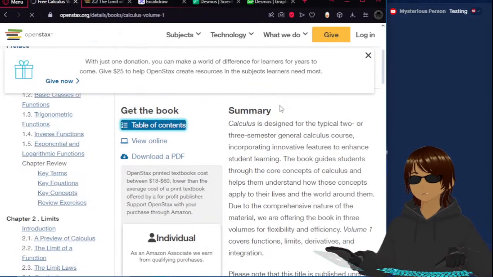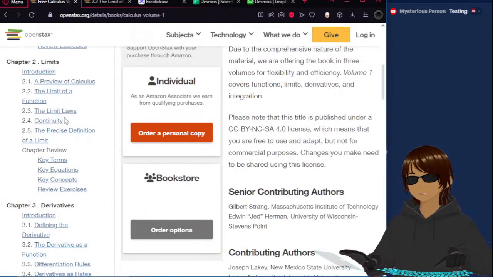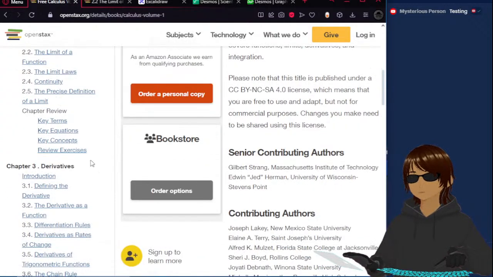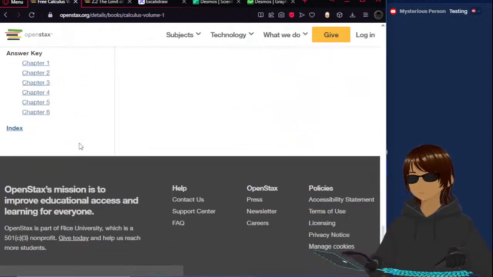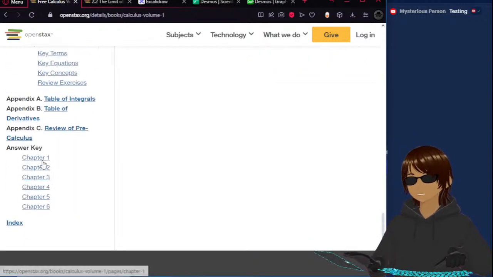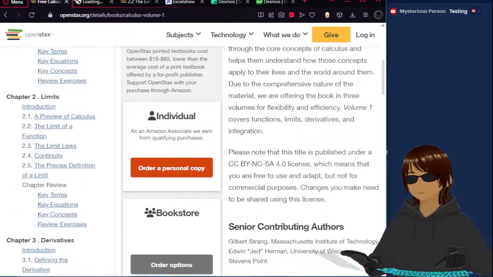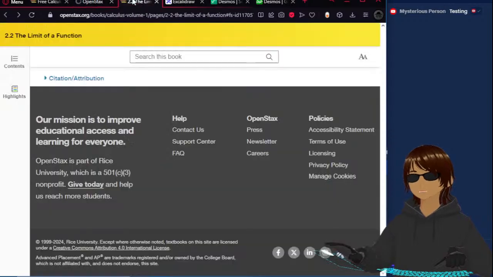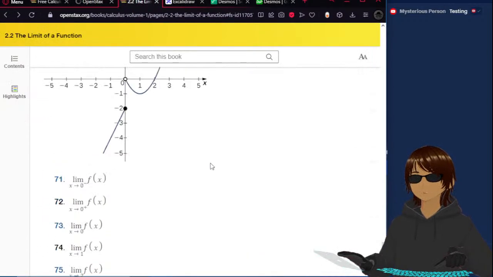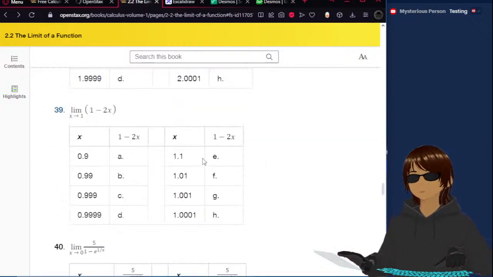Okay, table. Limits, continuity, precise definition. They have the answer key, right? Answer key chapter 2. Okay, we'll do the questions and I will look at the answer key then.